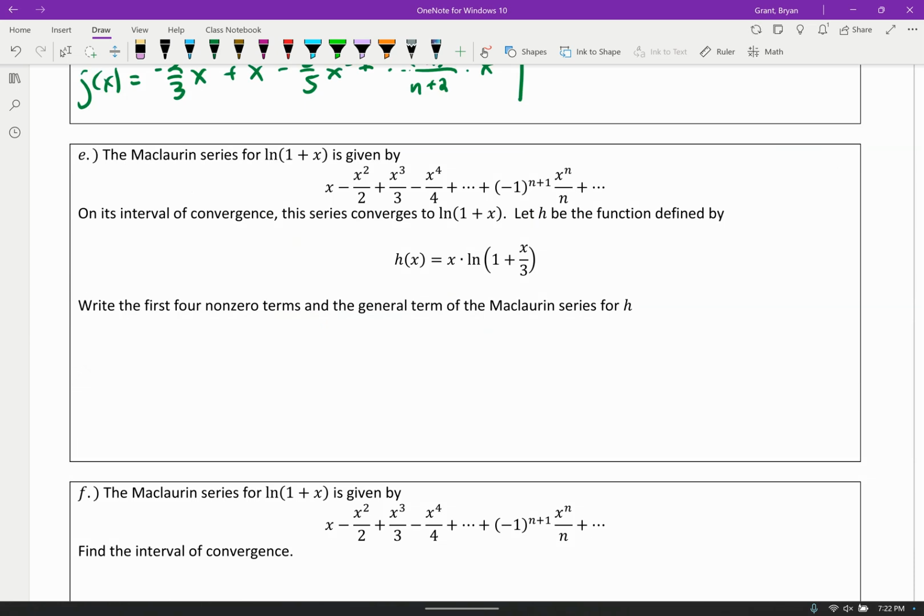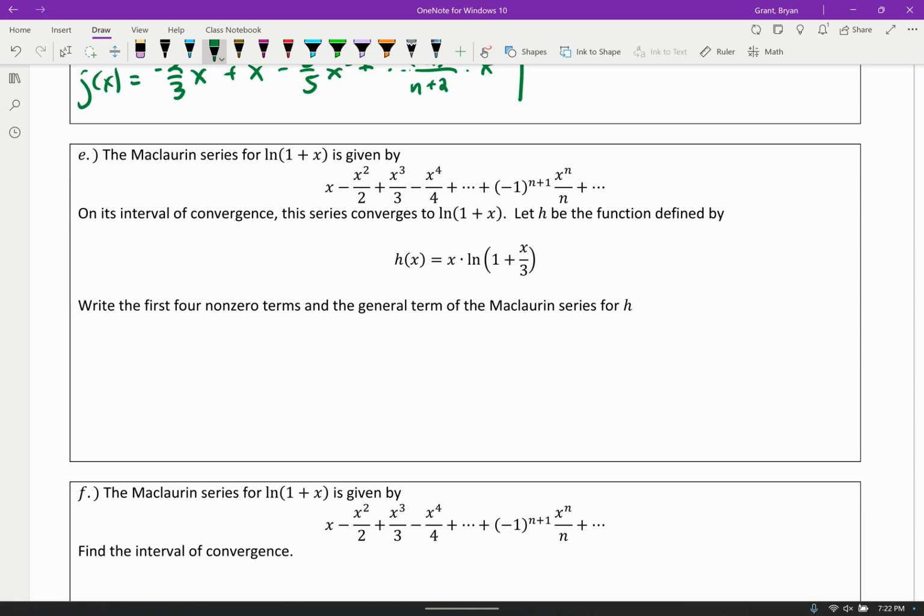All right, let's take a look at E here. E was kind, and they gave us the Maclaurin series for the natural log of 1 plus x, which means if you graph all of this on Desmos, it should look identical to this graph. And they've said, now we have a new function h, and h is x times the natural log of 1 plus x over 3. And they want the first 4 non-zero terms and then the general term of the Maclaurin series.